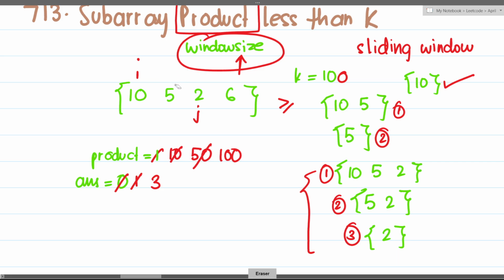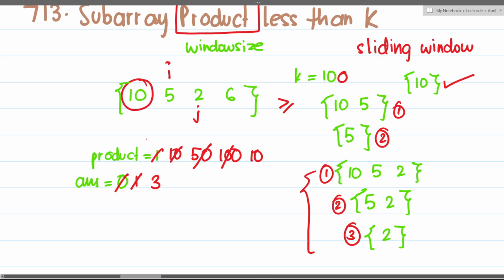But before I increment my i, I need to divide the product by 10, right? So that it becomes what? 100 divided by 10 becomes equal to 10. Then when I increment my i, it makes more sense. Why? Because the product of this particular subarray is 10 as well. So this number was exiting my window. So that's why I divided the product by this number, because it needs to exit my window, right?